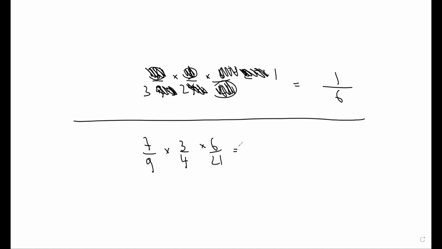I need a calculator for this. Let's see, 7 times 3 times 6 is 126. The bottom is 9 times 4 times 21, 756. So this shows why cancellation is good, because if you did it this way, it's not great, having 126 over 756, and it might not always be super clear what factor to take out of it.